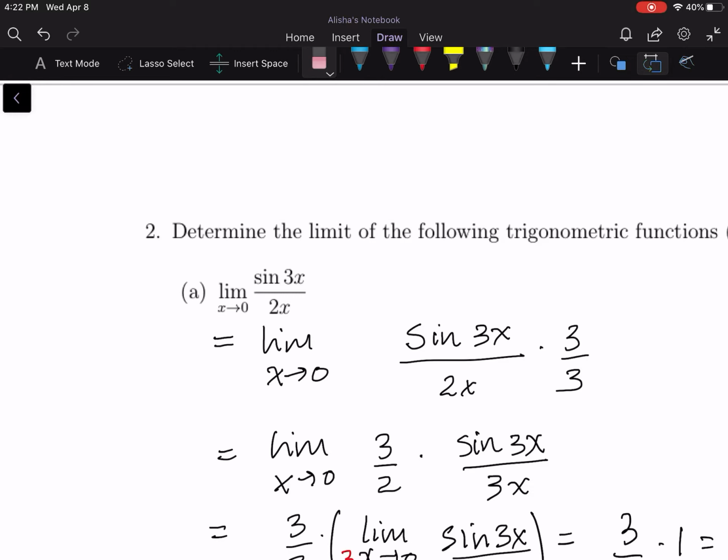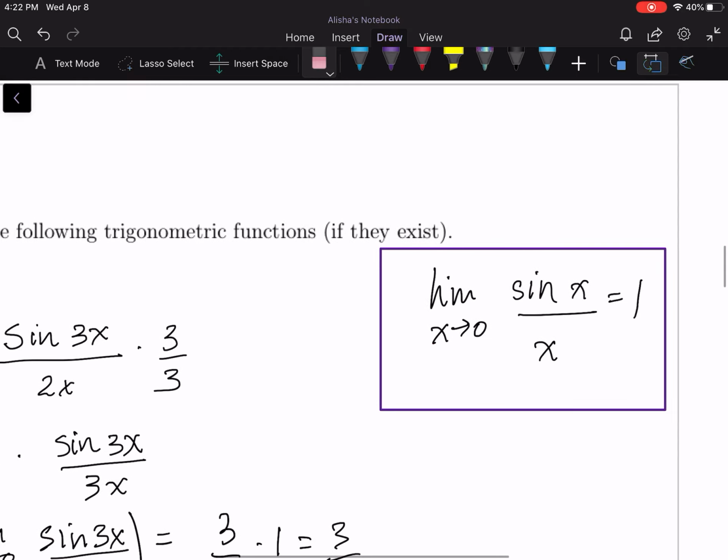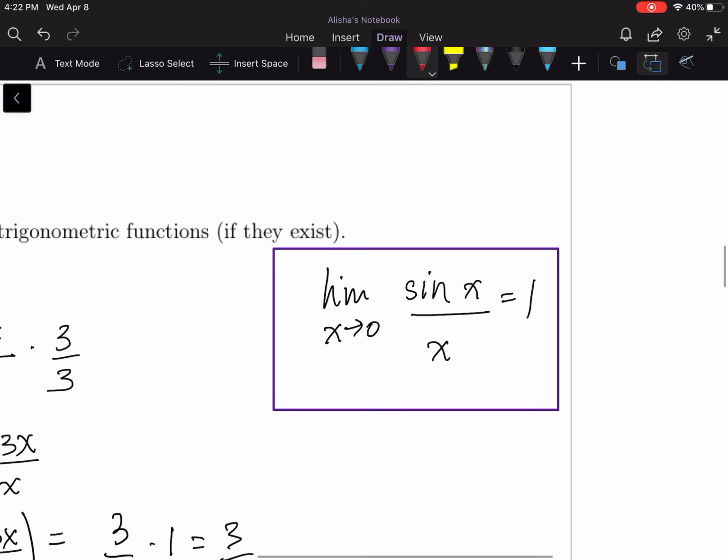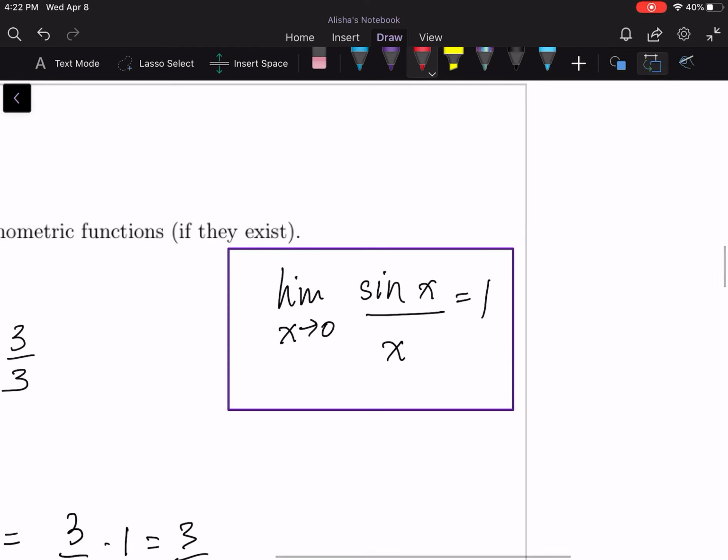Okay, so on problem 2, particularly 2a and 2b, the concept that we're going to use repeatedly is this limit that we saw in class today, namely that as x tends to 0, the limit of sine x over x, this is indeterminate, right? It's 0 over 0, but this limit actually converges, and it converges to 1.